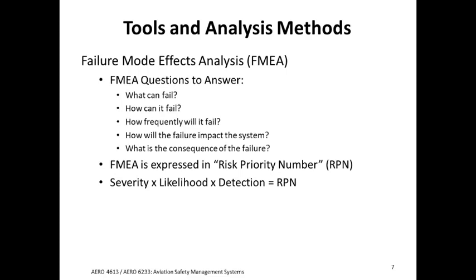FMEA, however, adds one more element to the risk priority, and that is detection, which is really an interesting concept. Detection is simply what is the probability the failure would be detected before it impacts the system. And that is factored into the severity and likelihood criteria to give a bit of a more comprehensive risk priority number as compared to other identified hazards.